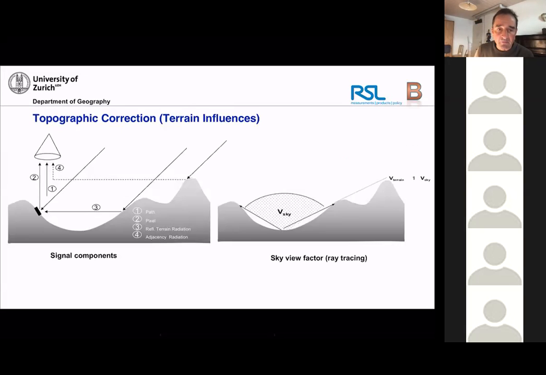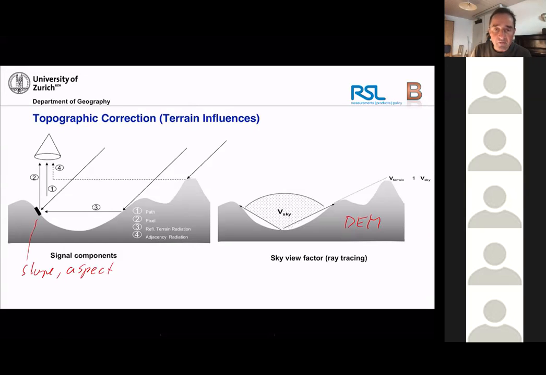How to correct for terrain influences. You have to take the paths from the side into account, from terrain, and you also have to take the sky view factor into account, so how much of the sky you see. Both of that has to be calculated beforehand from a digital elevation model, the DEM, which gives you the sky view factor, and the slope and the aspect. So here it's the slope and aspect of every pixel, so the direction of the slope, the orientation of the pixel.